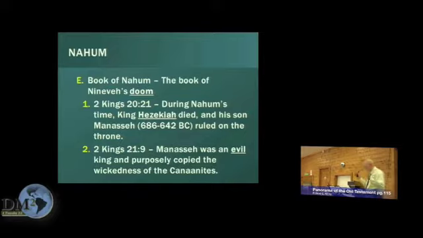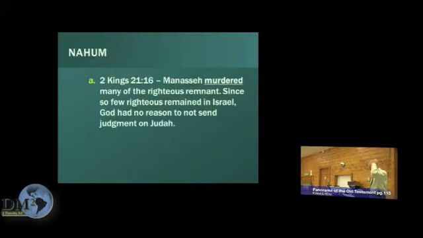So he's done all these blasphemous things. He does great evil just like Ahab. He's the worst of the southern kings. But we're going to see something interesting about him in a minute. Manasseh murdered many of the righteous remnant that had returned.